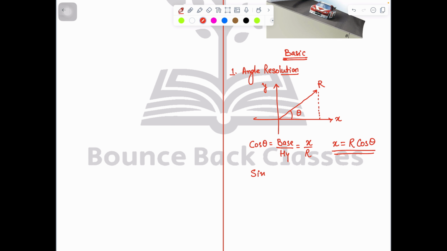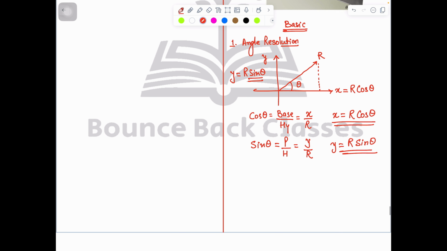Similarly, find sine theta, that is perpendicular over hypotenuse. So what is your perpendicular? y divided by r, which gives y is equal to r sine theta. You understand? So can I say x is equal to r cos theta and y is equal to r sine theta? Clear? But this is not the only thing you need to learn. There is one more part you need to understand in terms of angle resolution. Okay, second part.